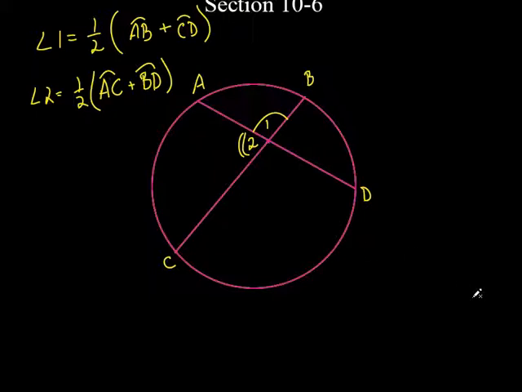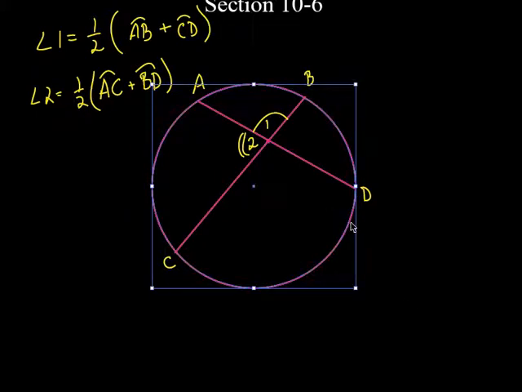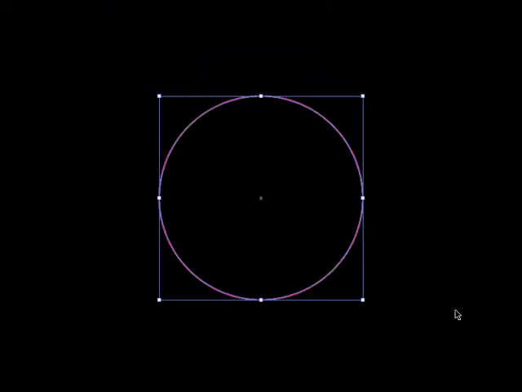Everybody's got that? All right, then we had two secants that intersected outside. Is that the next thing in your notes? I don't think they go in that order in the book, but we'll do that order, okay?